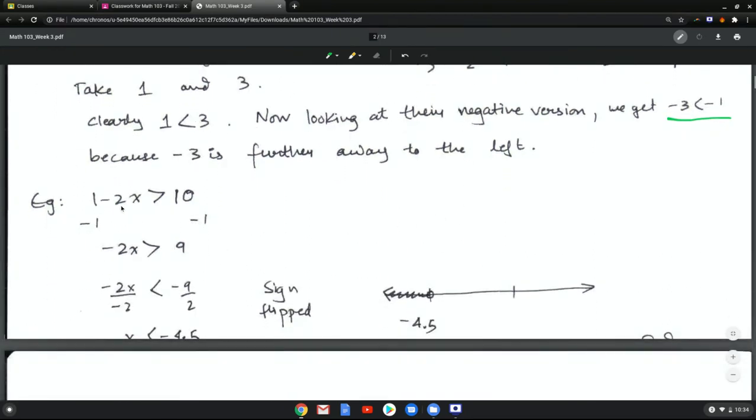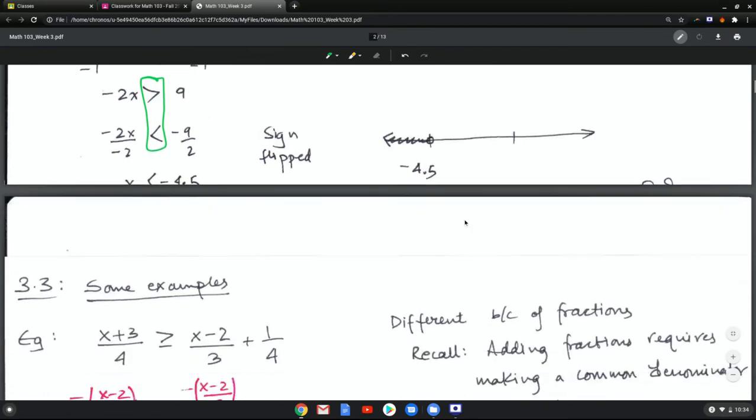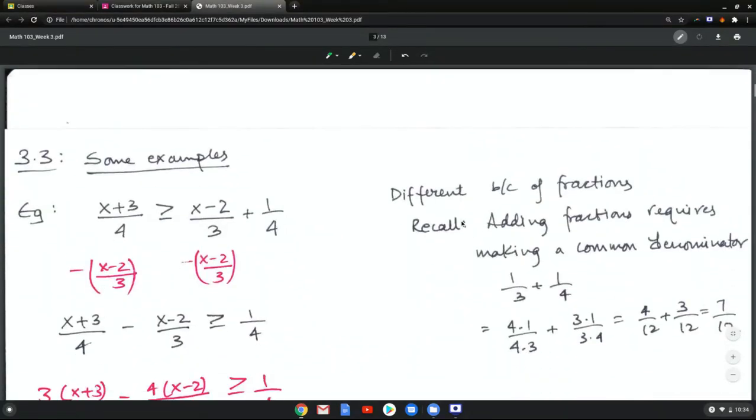Example, 1 minus 2x greater than 10, subtract 1 to get negative 2x greater than 9, divide by negative 2, and right here the sign is going to flip, right? And that's how it's going to look on the number line. Some more examples.